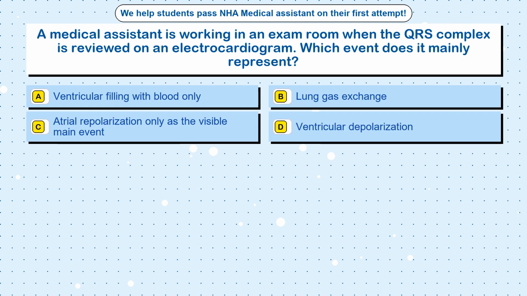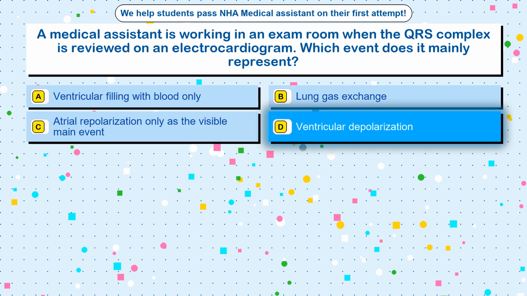Question 13. A medical assistant is working in an exam room when the QRS complex is reviewed on an electrocardiogram. Which event does it mainly represent? Option A. Ventricular filling with blood only. Option B. Lung gas exchange. Option C. Atrial repolarization only as the visible main event. Option D. Ventricular depolarization. The correct answer is option D.